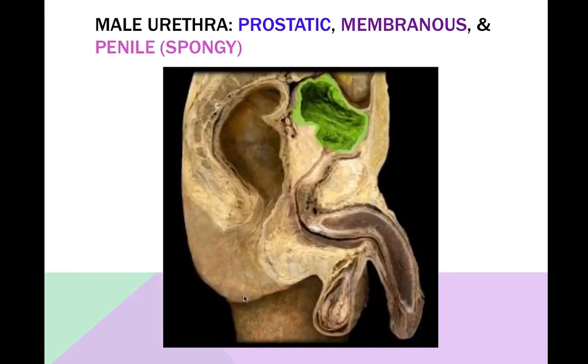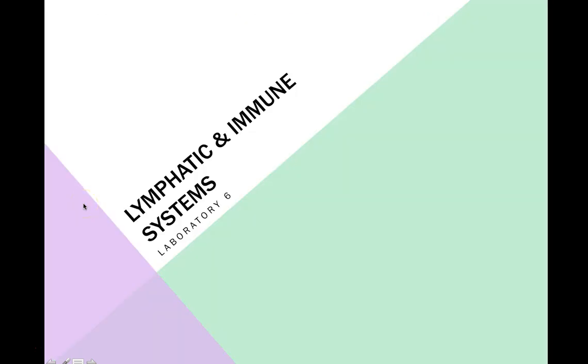So here is a cadaveric view of this urethra. You can see the bladder is highlighted in green. And so just below that area, we will see the prostatic urethra. The prostate is more of this white region in here. And so the urethra that lies within it is called the prostatic urethra. Beyond that, we have the membranous urethra, which is quite short. And once we start to see that corpus spongiosum tissue, we will know that that is our penile or spongy urethra. Now let's jump into the lymphatic and immune systems.